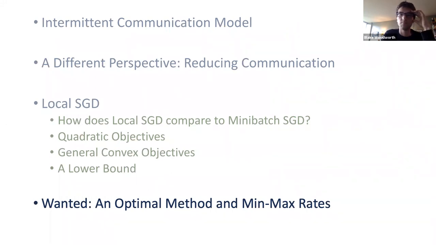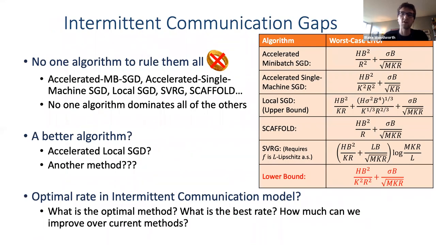Okay. Right. So just to wrap things up, we've pretty comprehensively compared how local and mini-batch SGD compare with each other. But I want to back up for a moment and see where this leaves us for the intermittent communication setting more generally. So the current situation is that we have a number of algorithms, including mini-batch SGD and local SGD, and also Scaffold, which I mentioned earlier, and something I haven't mentioned, which is SVRG.